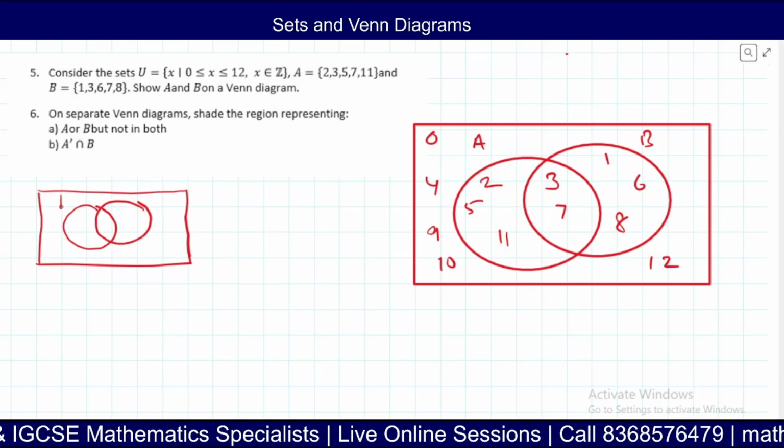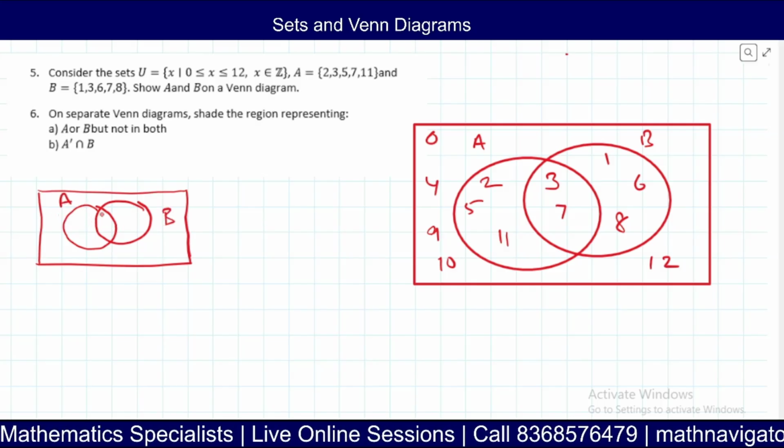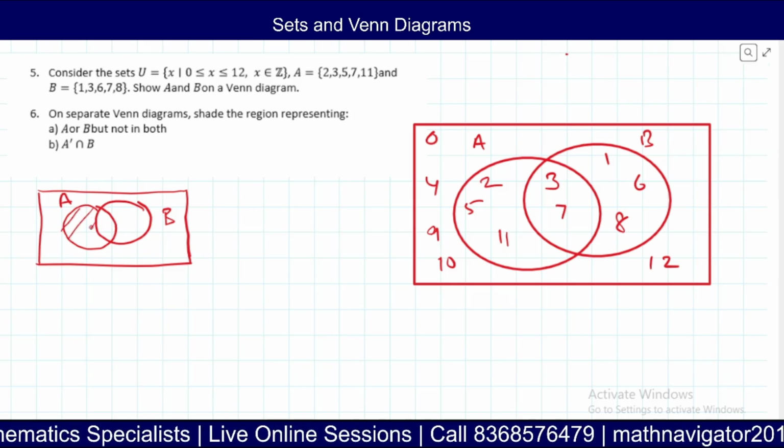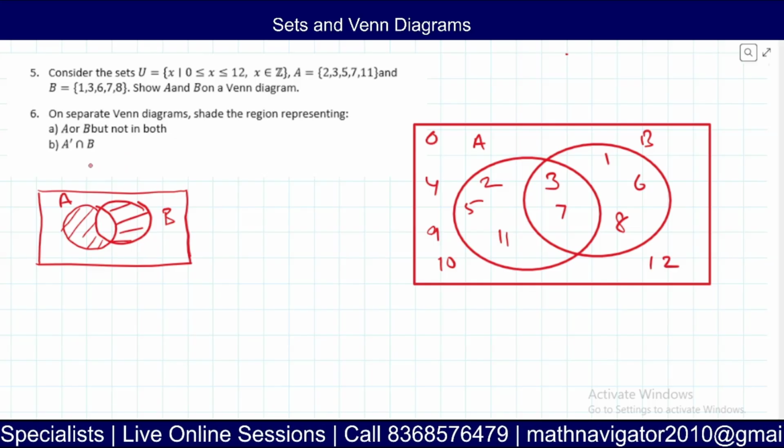So let's call it A, let's call it B. It is present in A or B but not in both. So it is something like this. Got it? So not present in both.